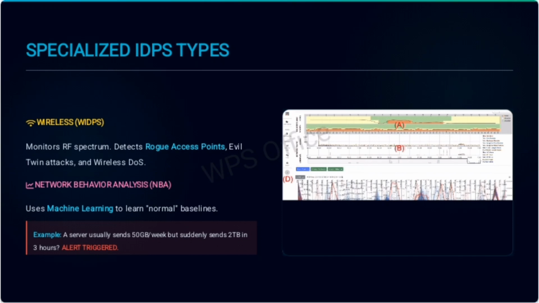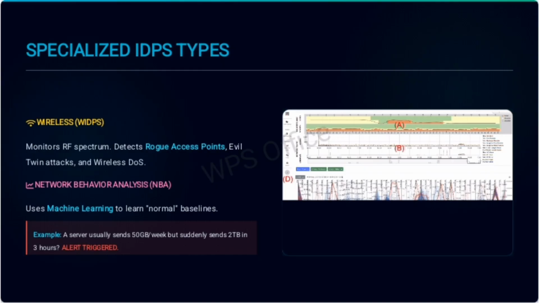3. Wireless IDPS, WIDPS, protects Wi-Fi networks and monitors the RF spectrum. Detects rogue access points, evil twin attacks. Wireless example: if someone creates a fake Wi-Fi hotspot named Office Free Wi-Fi, IDPS instantly detects it.